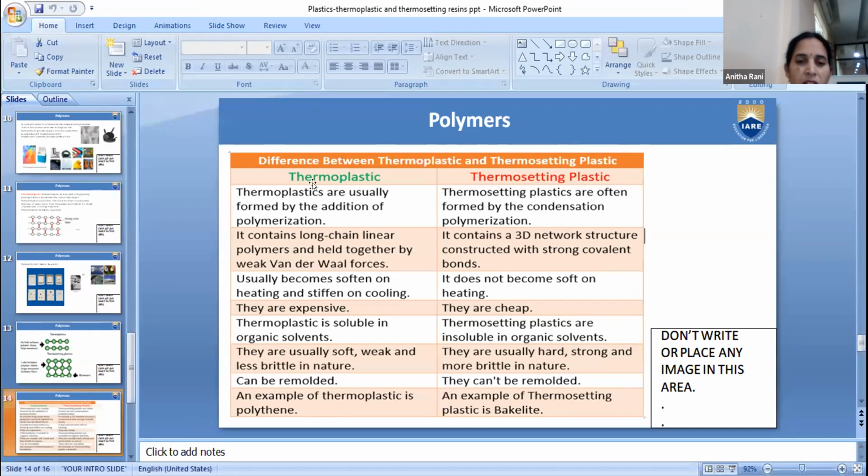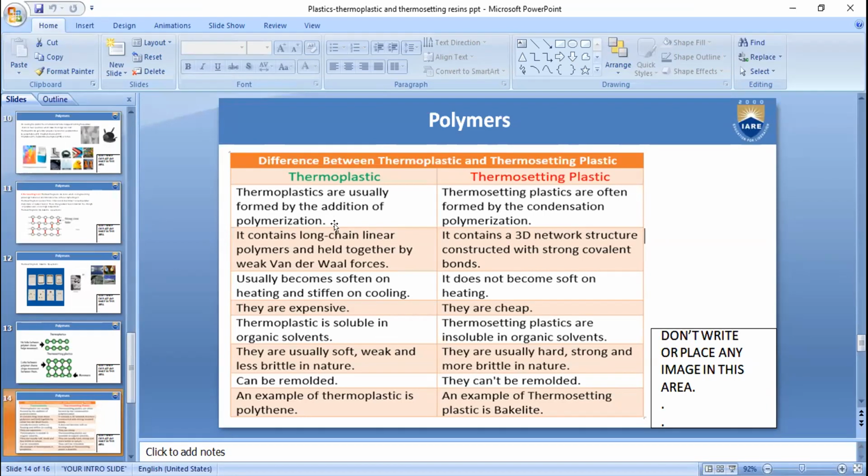We are discussing the difference between thermoplastic resins and thermosetting resins. What is addition polymerization? Take one example and tell me. Ma'am, polyvinyl chloride. Okay. Here, the first point is thermoplastic resins are formed by addition polymerization. What is meant by addition polymerization?